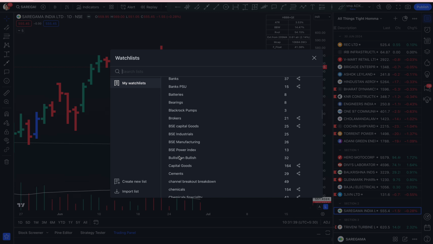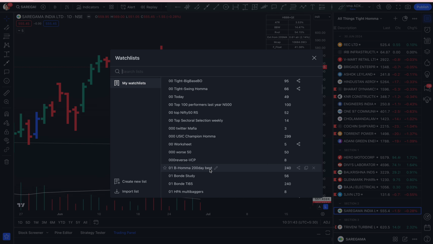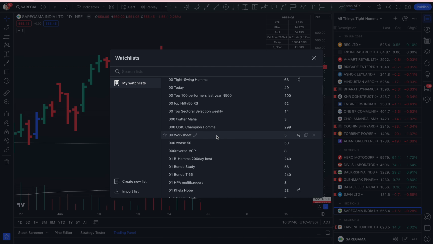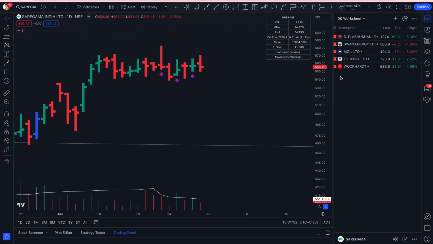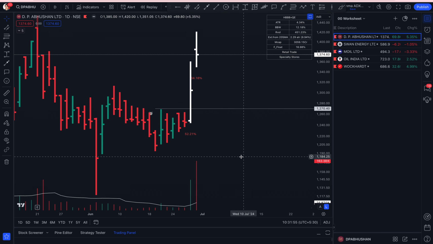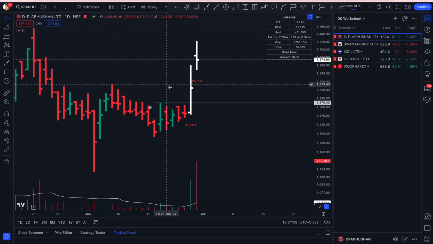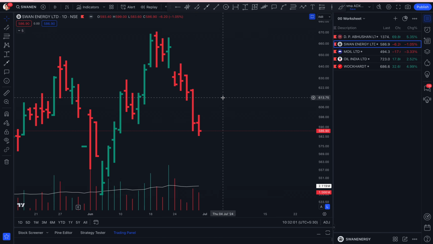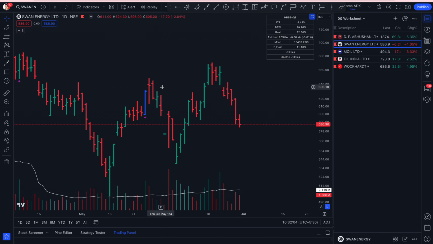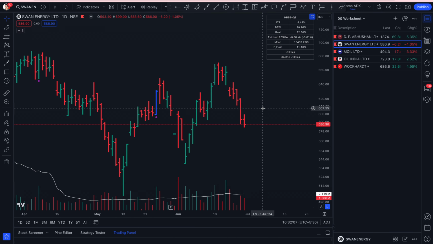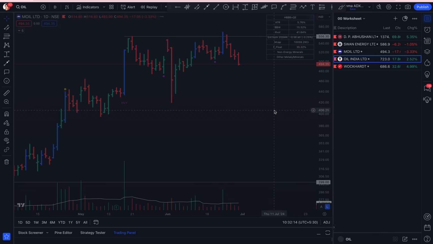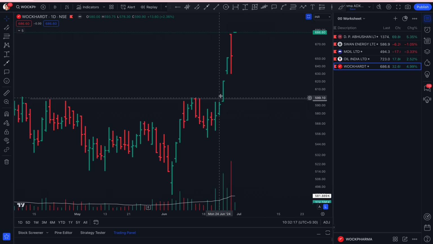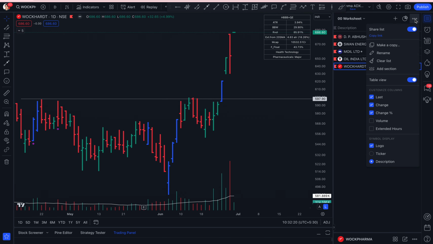I will just open up a different worksheet. So these 5 names were also among the tightest last week, and I also posted them on Twitter, and see what happened. DP Abhushan broke out, Schwann did not break out. Schwann never triggered. This was the tight area which I liked at the mouth of the resistance. Did not break out. Moil did break out, but was a squat. All India broke out eventually. Wokard also broke out. So this is what becomes very helpful.